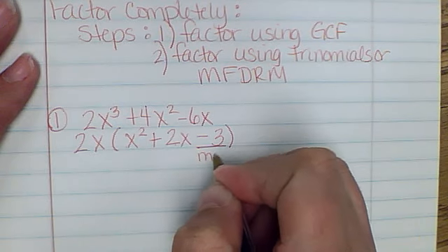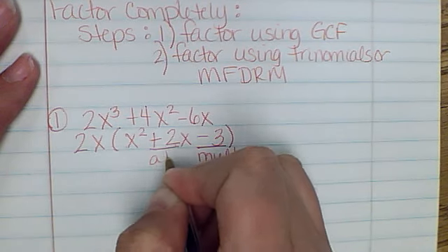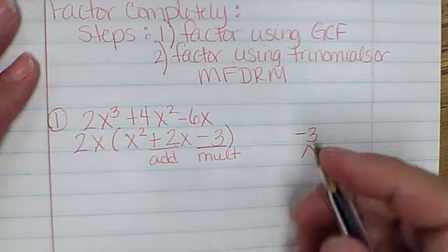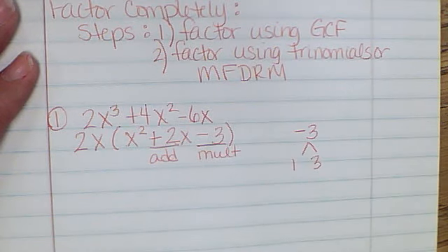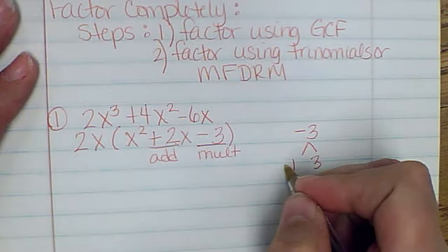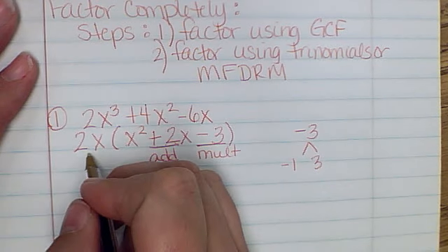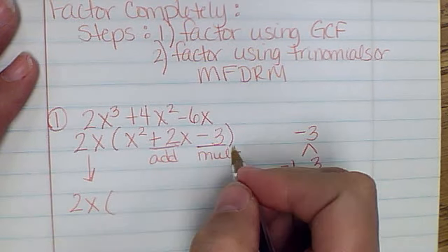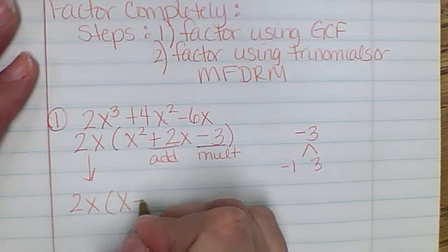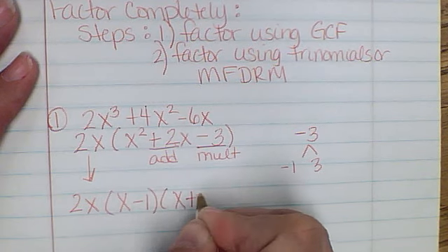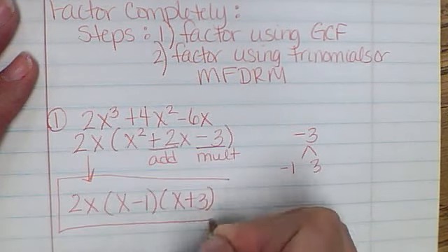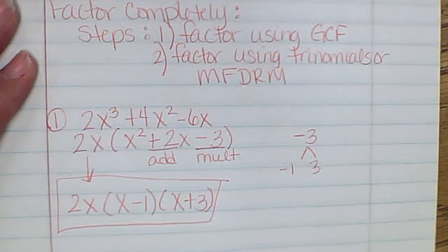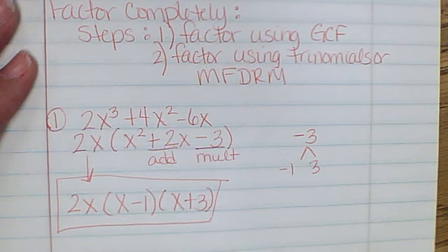You need two numbers that multiply to -3 and add to 2. Well, the only way I can get 3 is 1 and 3. To have a positive 2, I have to have -1, positive 3. This 2x in front, I just bring it down. This x squared plus 2x minus 3 becomes x minus 1, x plus 3. And there's our answer. So basically what we're doing in this lesson is combining all of the factoring that we've done into one problem.